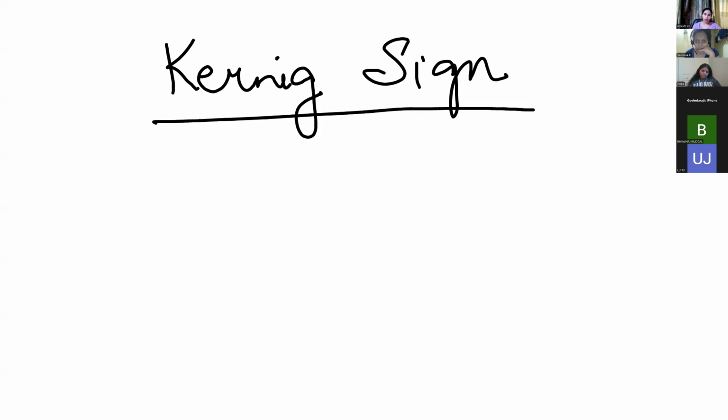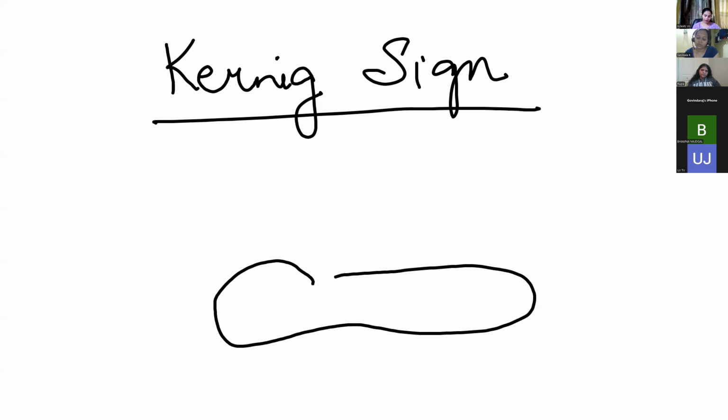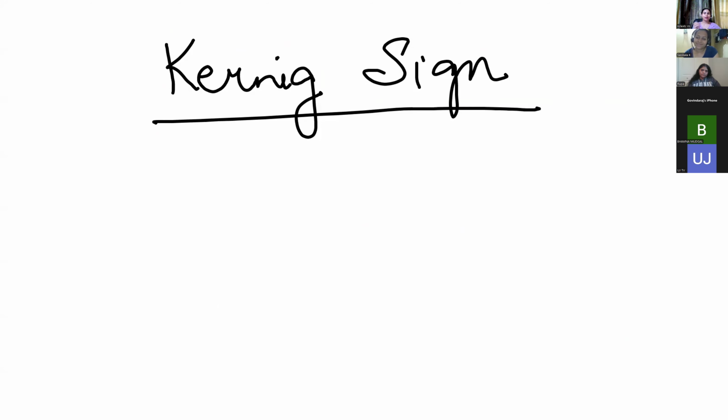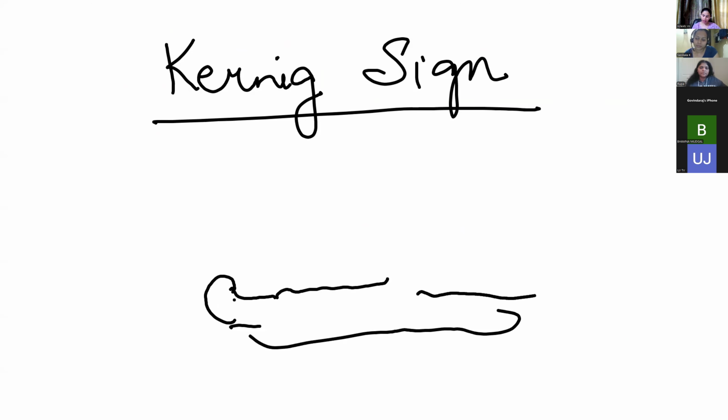So what happens in Kernig sign, I will first tell you about Kernig sign. If there is this patient, spare my diagram, don't focus on my diagram. You can make your own man or whatever you want to make. If this is the person, he is lying down, and you are asking the person to extend his knee. Whenever you lift his leg and extend his knee, there will be pain.